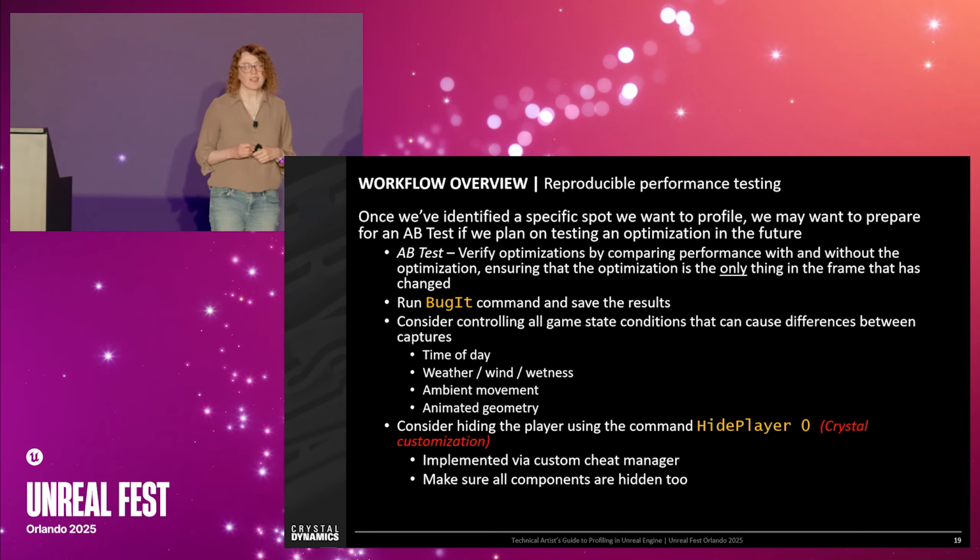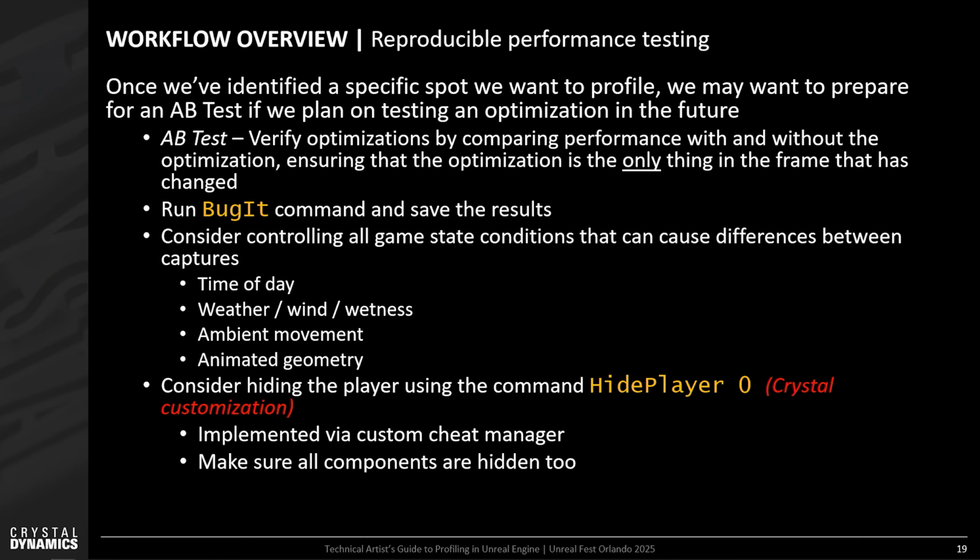You'll want to consider controlling all game state conditions that can cause differences between captures. A lot of this is going to be movement related. If you're using a time of day system, you'll want to control that. Weather, wind, wetness will also want to be controlled. Any kind of ambient movement where things are swaying back and forth a little bit can have an impact. Any animated geometry. So movement is the big theme here.